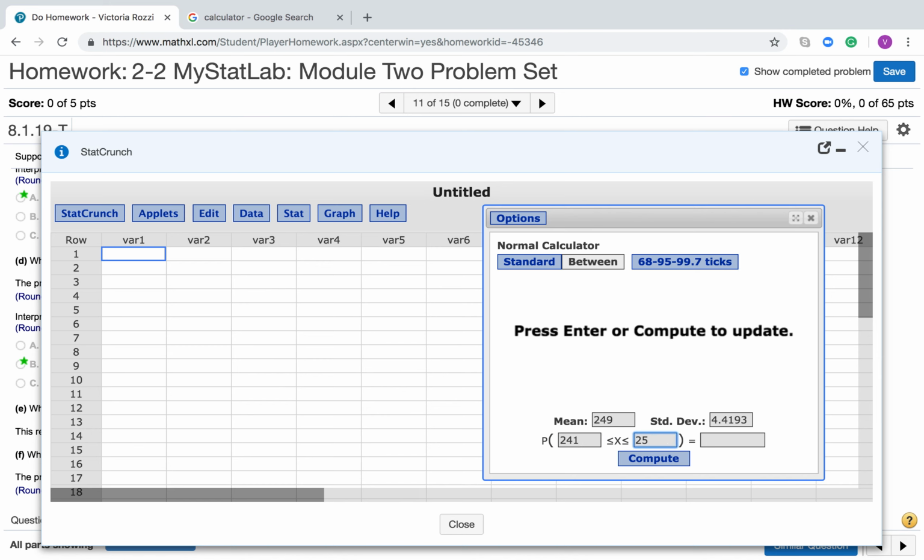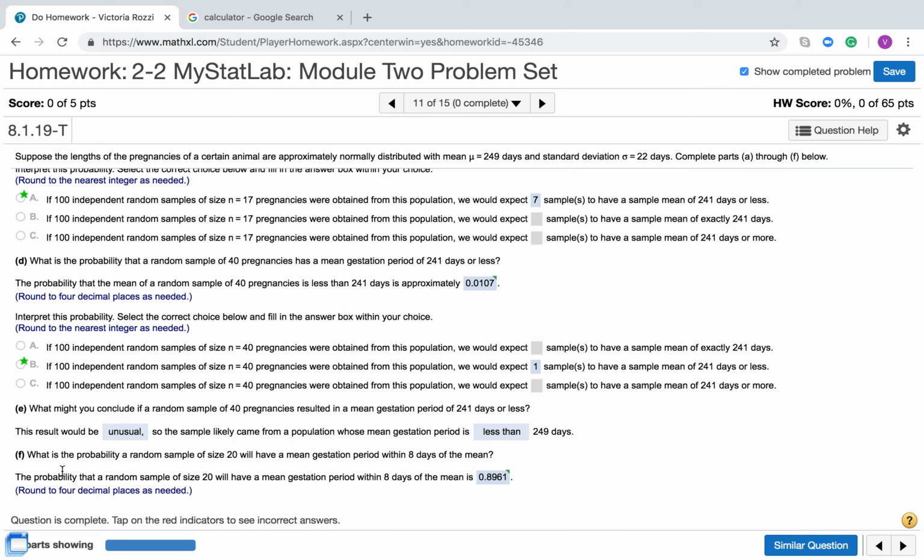So let's click compute and see if we get the right answer. Did I do that correctly? Subtract 8 days, I get 241. Add 8 days, I'm getting 257, and I'm still not getting the right answer here. So let's see here. They're getting 0.8961. Did I get the correct sample standard deviation? Let me check all of my work here.